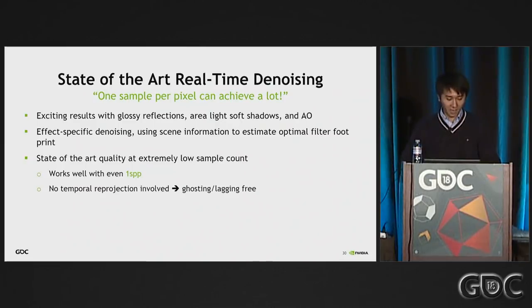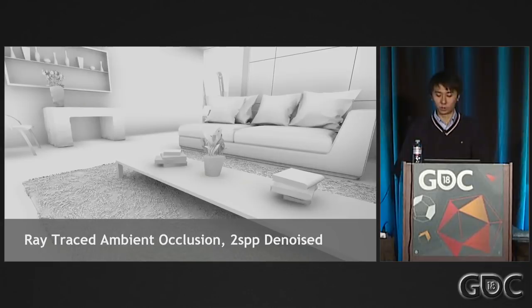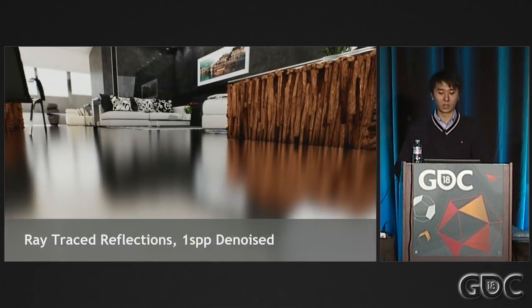All right, with that aside, let's look at some images. So Ignacio showed this image. This is ray traced soft shadow with our denoiser applied with only one ray per pixel. And this is ray traced AO with 2 samples per pixel. And this is ray traced glossy reflection with 1 sample per pixel.